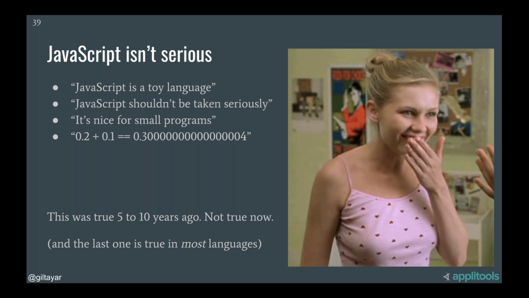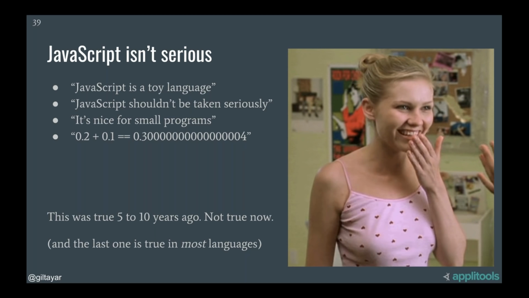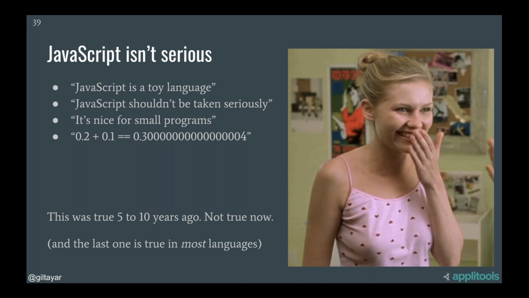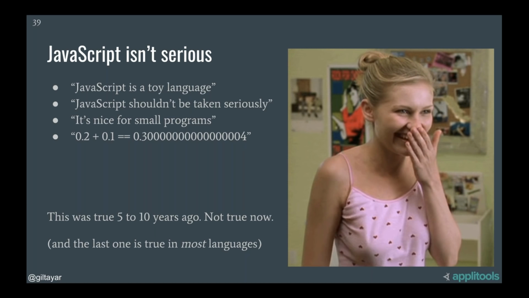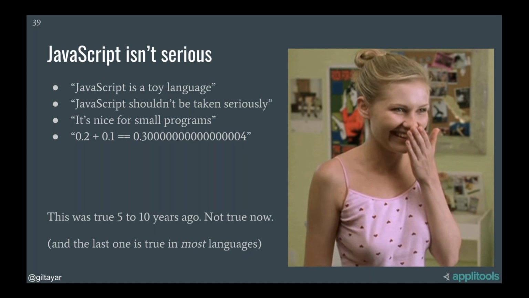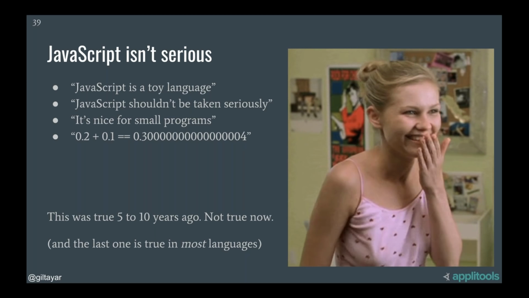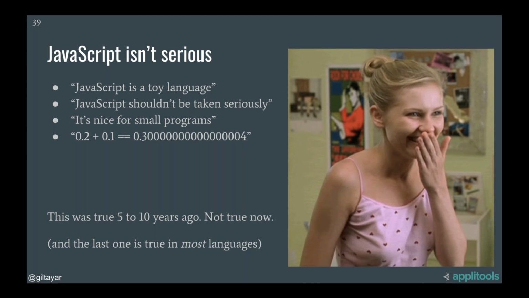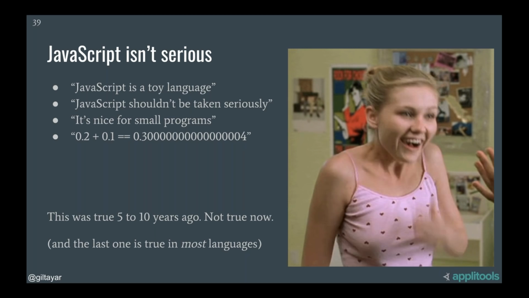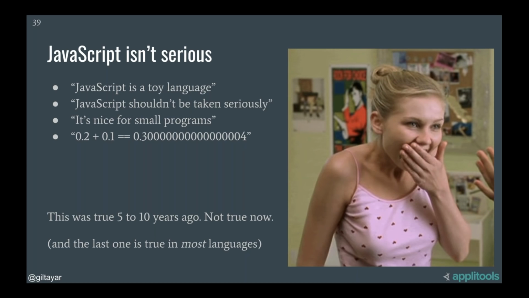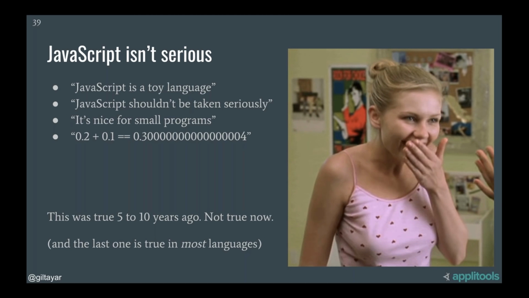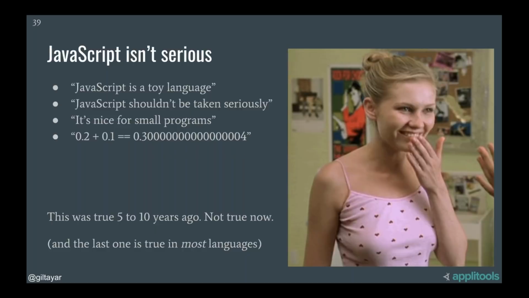It's true in JavaScript, just like it's true in Java, it's true in Python, and it's true in C#. It's not a JavaScript thing. It's the way numbers are represented in memory. It's called IEEE 754, I think. It's true for all languages.